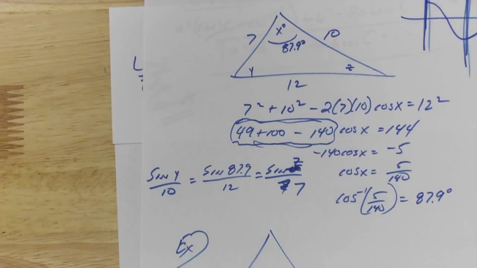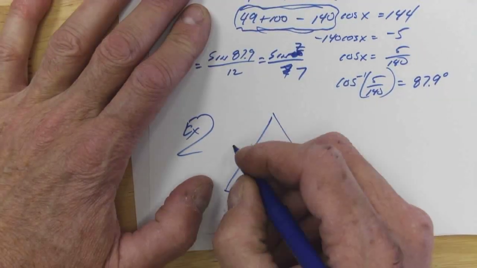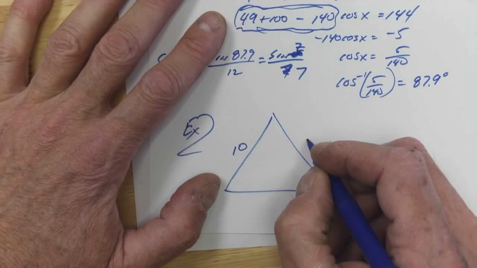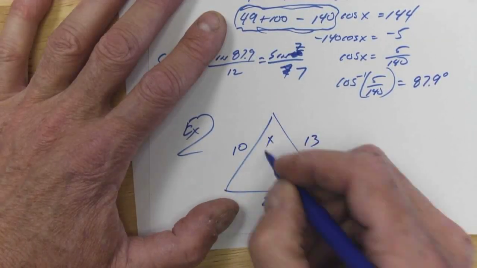Okay, this is not drawn to scale. I probably should redraw, but I'm kind of short on time, so let's just leave it like this. 10, 13, and 25. I want you to find x. Go.